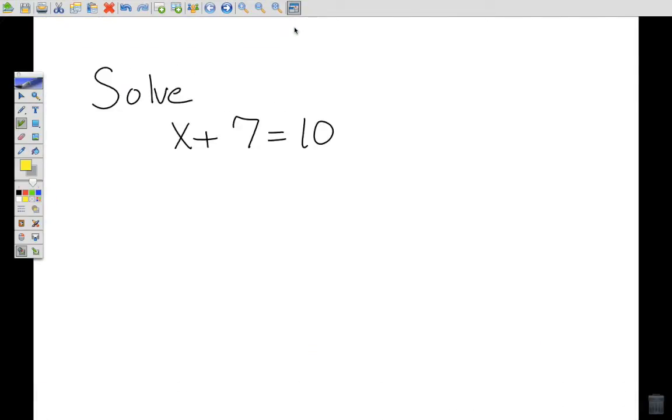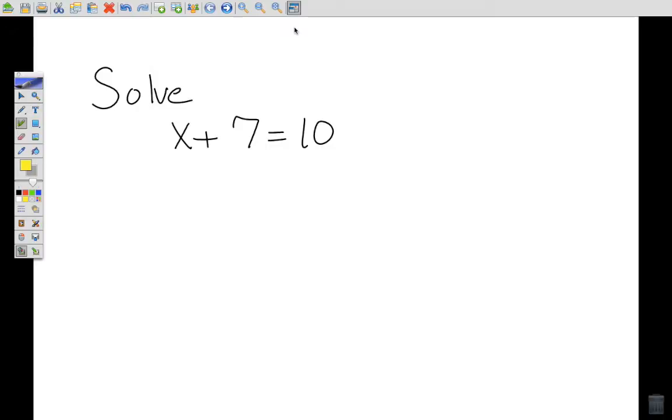Today's pre-algebra lesson is lesson 10-2, how to solve ax = b. But let's take a quick look at Friday's lesson, when you're solving equations with addition and subtraction.